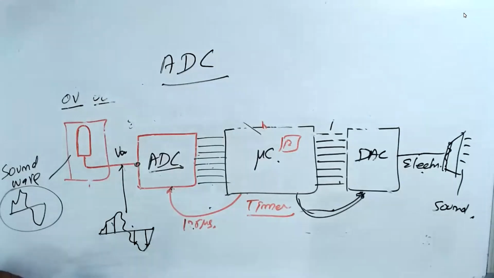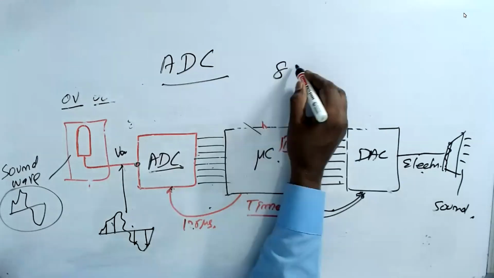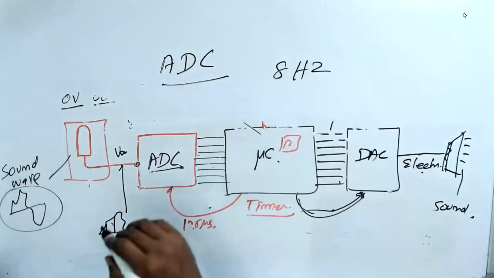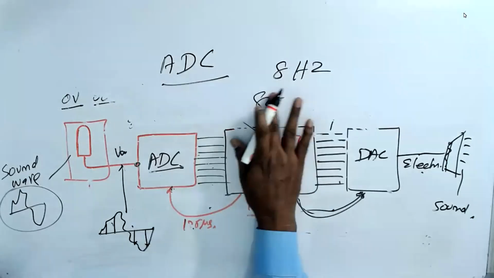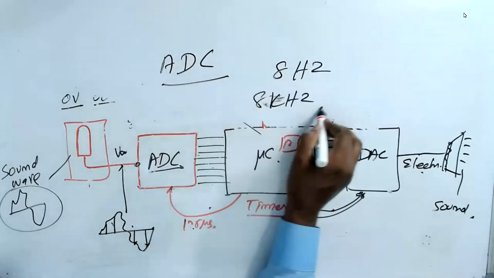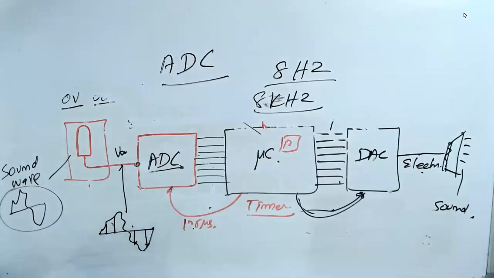125 milliseconds means 8 hertz. 125 microsecond means 8 kilohertz. Please understand. Never do it wrong. This is not 125 millisecond. Everybody is using the standard 125 microsecond. That's a standard.